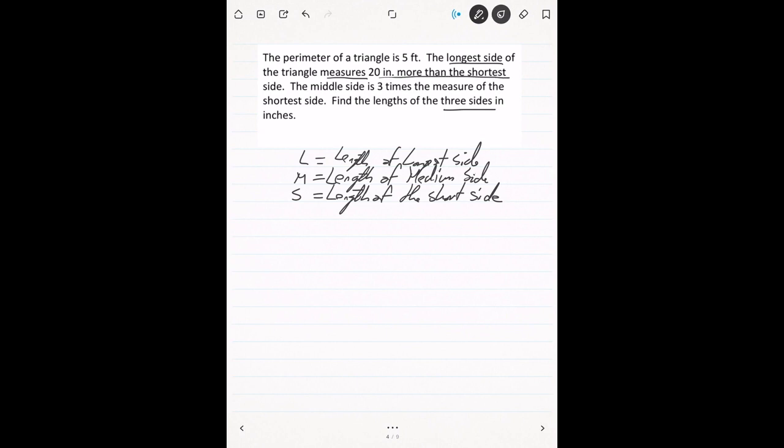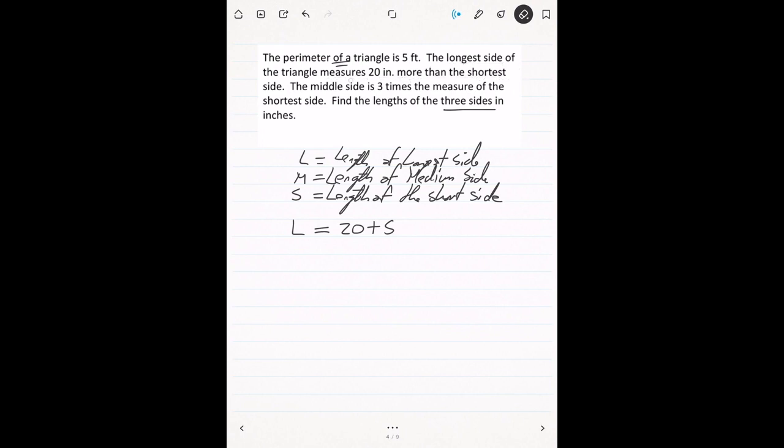Okay, let's try to diagram the sentence here. The verb measures is our equal sign. So let me write that down. That's the equal sign. And on the left of the equal sign is the longest side. So that's L. On the right of the equal sign is 20 more than the shortest side, S. Well, there you go. L is equal to 20 plus S. That is the first equation we have here.